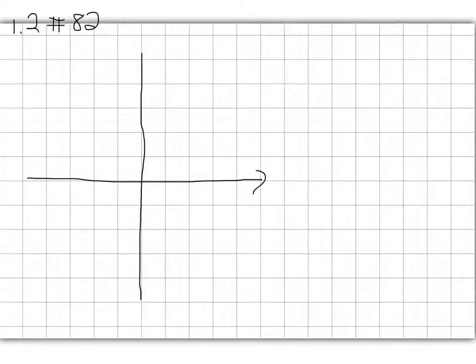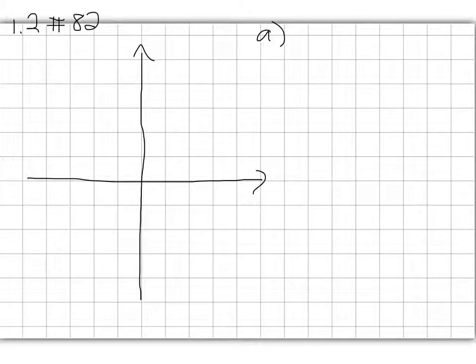Section 1.2, number 82. We're given three equations. We're supposed to identify the relationship between the equations and do it so that the slope appears visually correct. So I have a nice square grid, and I'm going to use it to build my equations. A.